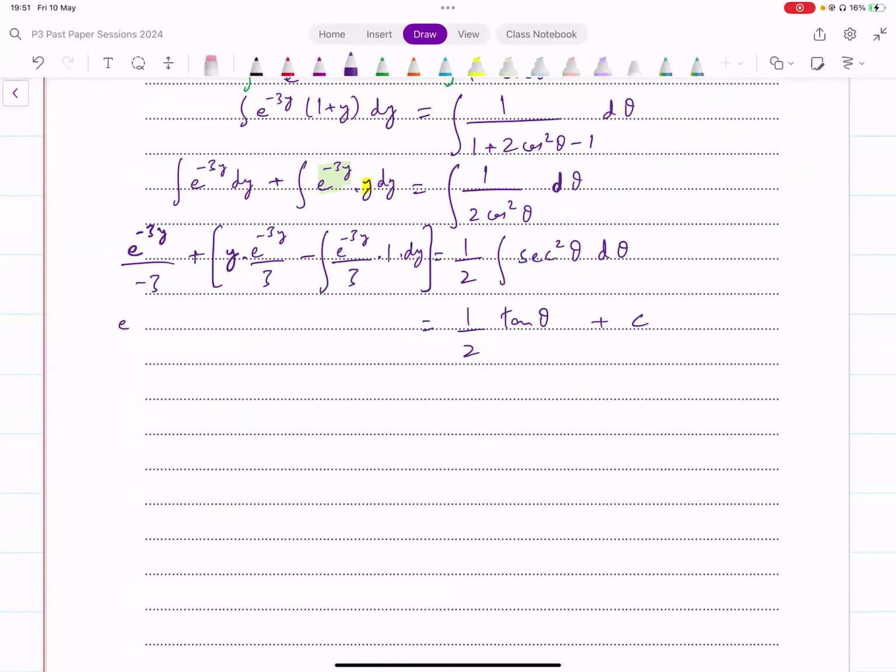It becomes -1/3 e^(-3y) plus 1/3 into y e^(-3y) minus, I can write this 3 outside, so it becomes 1/3. And now what's the integration of e^(-3y) with respect to y? Integration of this is e^(-3y) divided by -3.